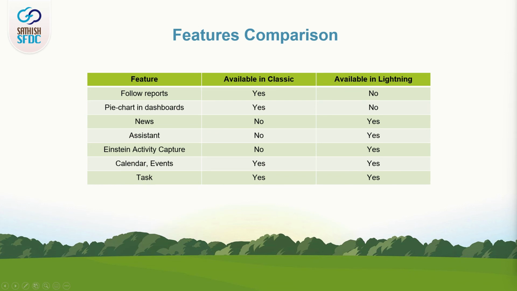3. Available in both. Some features like calendar, events, and tasks are available in Classic and Lightning. But with some features like dashboards, if you create a dashboard in Lightning, it cannot be viewed in Classic, but vice versa is possible. That is, a dashboard created in Classic can be viewed in Lightning.